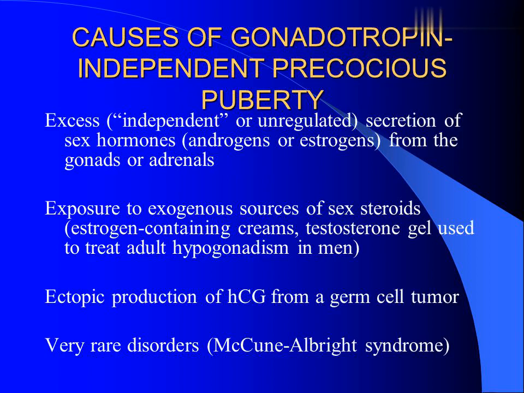Causes of gonadotropin-independent precocious puberty. Excess, independent or unregulated, secretion of sex hormones, androgens or estrogens, from the gonads or adrenals. Exposure to exogenous sources of sex steroids, such as estrogen-containing creams or testosterone jelly used to treat adult hypogonadism in men. Ectopic production of HCG from a germ cell tumor. Very rare disorders, McCune-Albright syndrome. It may be helpful to mark the chart and closely monitor growth of the child during well-child checks.